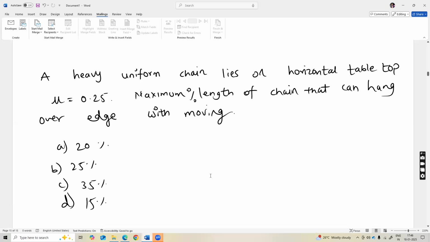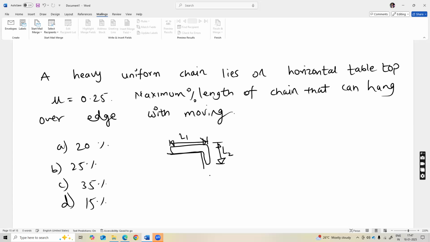So again, it is the same question only. Let's say this chain is on the ground, and there is a hanging part. If this length is, let's say, L1, this length is, let's say, L2.